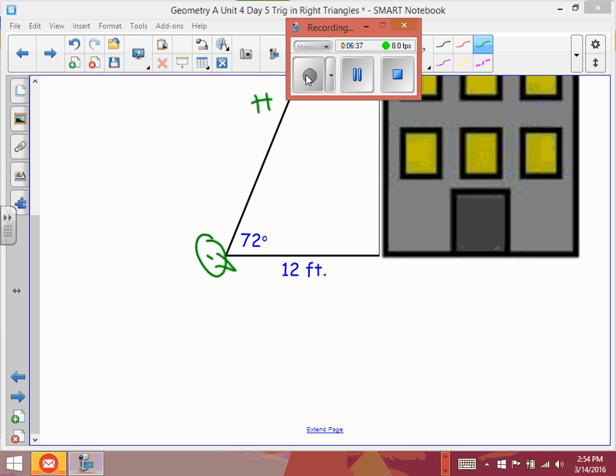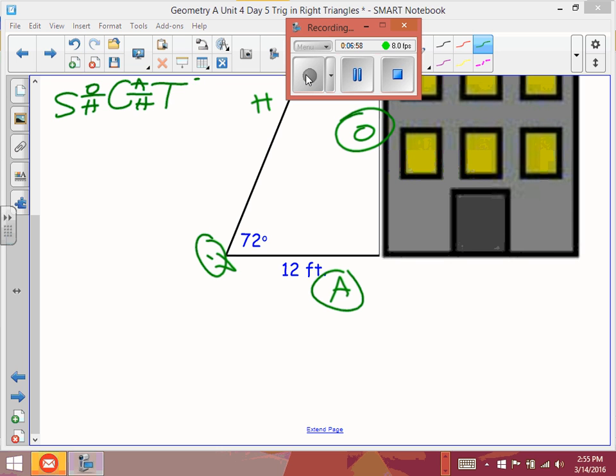Your A and your O. They want to know how tall the building is. This is an O and an A. Therefore, on all the things on this page, write down Soh Cah Toa. I don't want any of your pages not to have Soh Cah Toa on it. Now, why do you need Soh Cah Toa on it? Because the minute you see which letters they give you, then you're good to go.